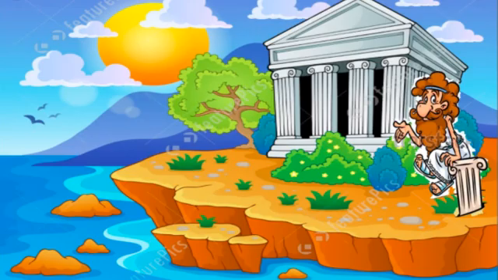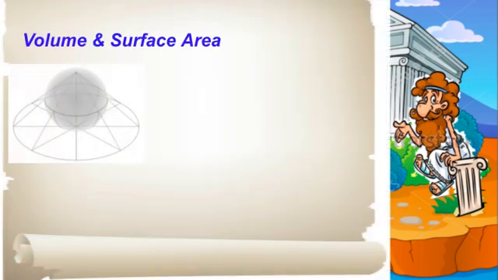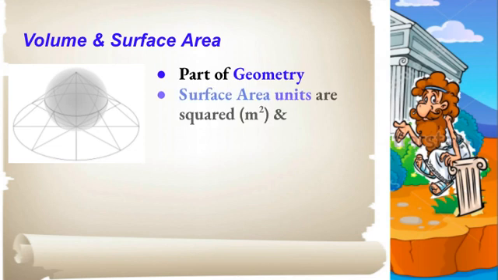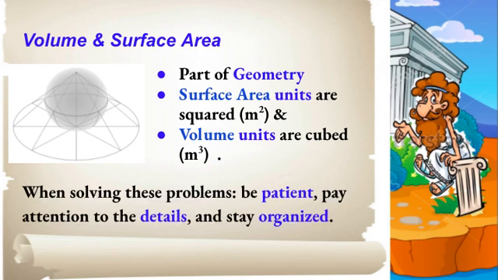Hello again, I'm Aristotle. Last we were together we started our new unit on volume and surface area. As you may remember, this is a part of geometry concerned with questions of shape, size, position, and properties of space. And one of the most important aspects to volume and surface area are that the units of surface area are squared, and that the unit's volume is measured in a cube. As you experienced during our last lesson, these problems are more challenging than they appear. I recommend that when you are solving these problems, to be patient, to pay close attention to the details, and to stay organized with your mathematics.